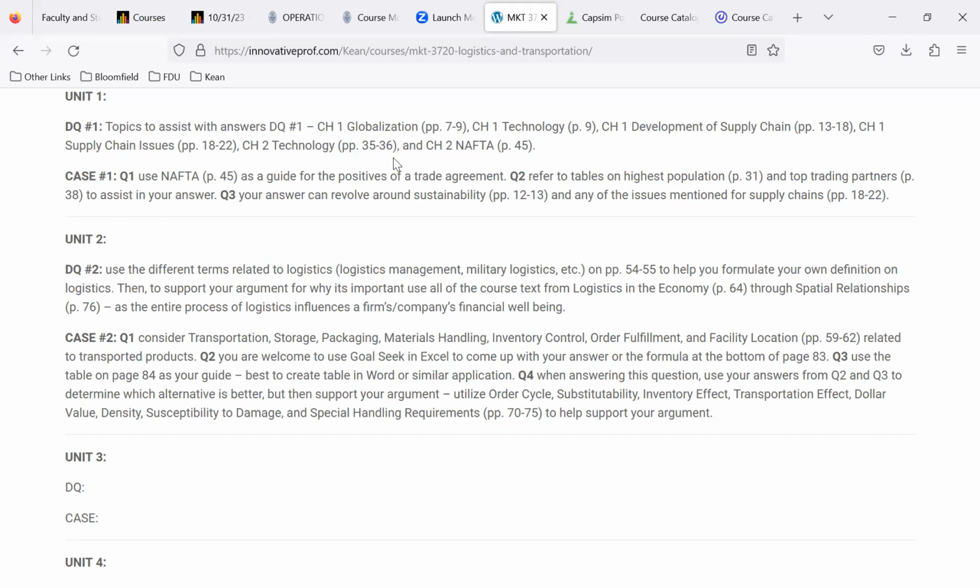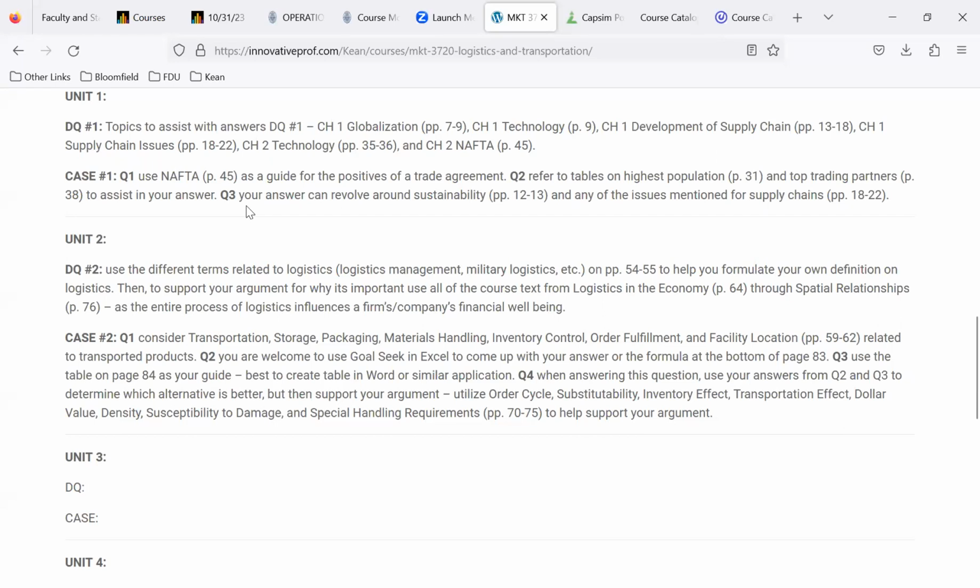These are just suggestions. So for example, with discussion question 1, which asked you about globalization and technology developments have led to some significant changes in the global economy. Discuss the importance of such changes to the U.S. What is the impact upon supply chains? I said you could focus on globalization, technology, development of the supply chain issues, technology, and NAFTA, etc.